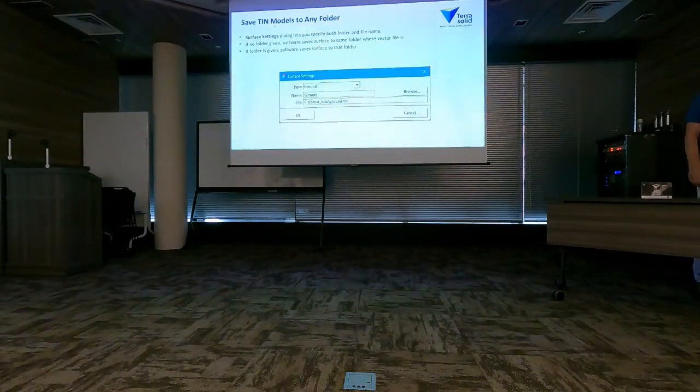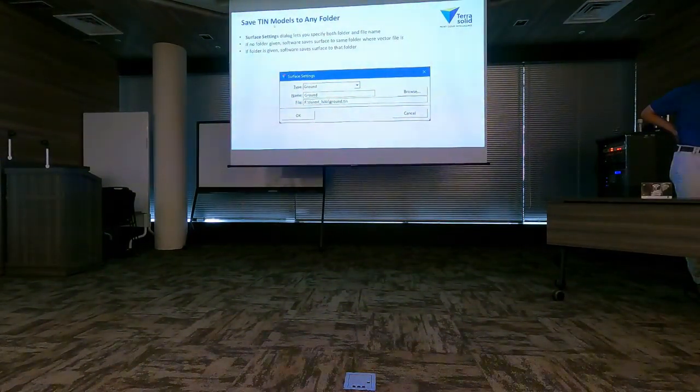TerraModeler was always storing TIN models to the same folder where your CAD vector file is, so where your DGN or SPX is. Now, when you create a TIN model, you can enter a full folder path, so your TIN models can be stored in a different folder than your vector file.